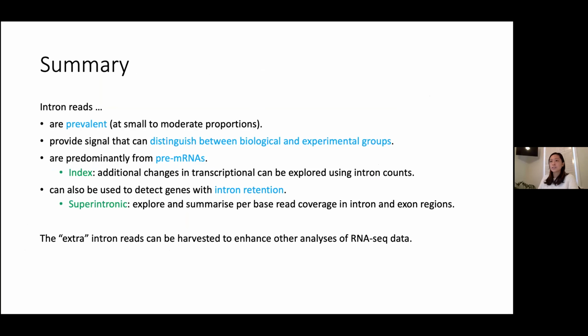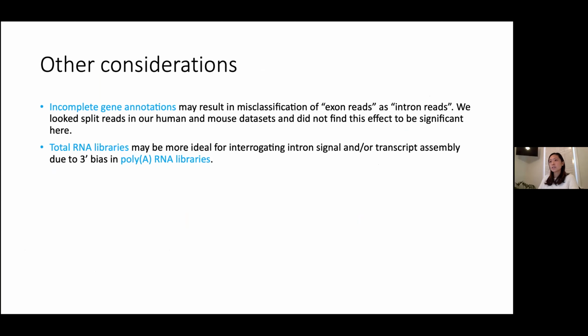So here's a brief summary of all the things we went through. Intron reads are prevalent. They can provide signal to distinguish between groups. They're mostly from pre-mRNAs, but you can also find signal from intron retention. Some other considerations that I won't go into are whether there are incomplete gene annotations and the difference in intron signal between your total RNA and poly-A libraries.